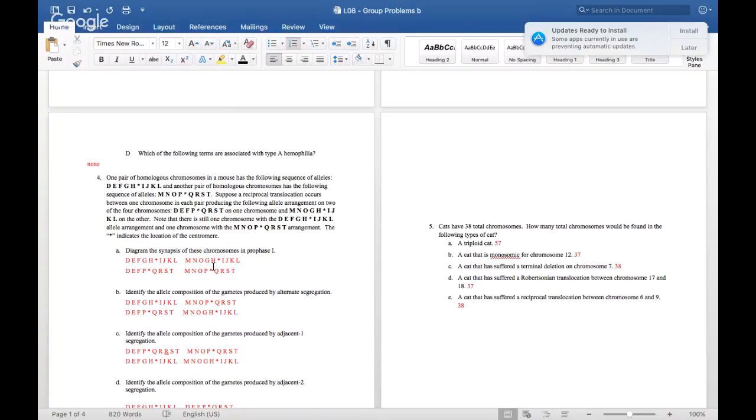D says a cat that has suffered a Robertsonian translocation between chromosome 17 and 18. Well, you would have an extra one, but they fuse together, or you would have normal, but they fuse together, so your answer will be 37. And then E, a cat that has suffered a reciprocal translocation between chromosomes 6 and 9. Again, that's not going to do anything, and you're going to end up with 38 total chromosomes in that cat also.